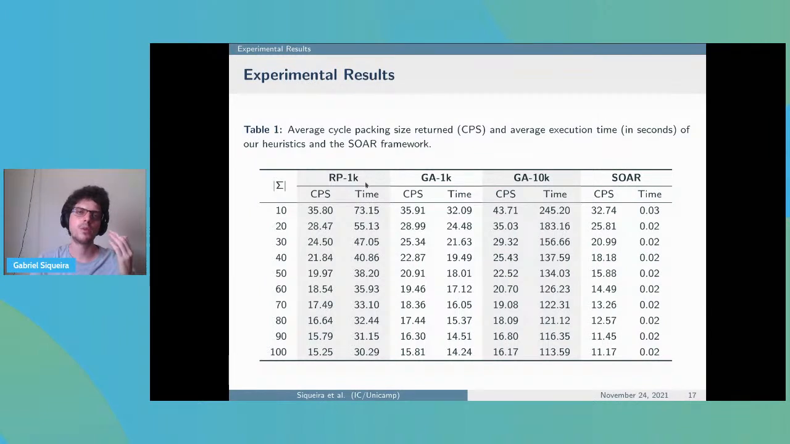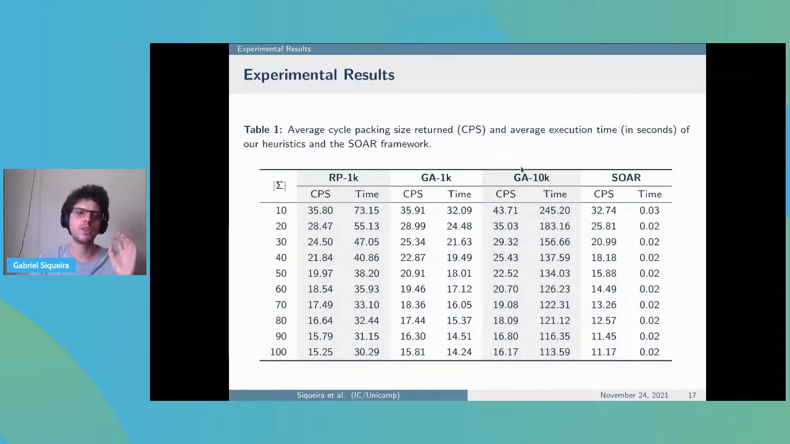We see that compared to the heuristics, the best one is the genetic algorithm. It was better than the random packings, running in a shorter time. Here I'm showing the random packings producing 1,000 packings, genetic algorithms producing 1,000 packings, and genetic algorithms producing 10,000 packings. If we increase it from 1,000 to 10,000, we clearly increase the execution time, but we also could improve the solutions even more.